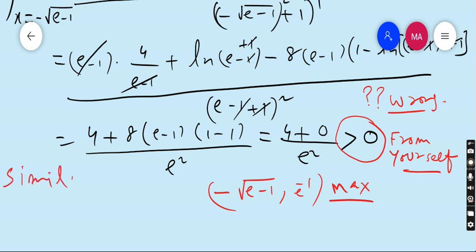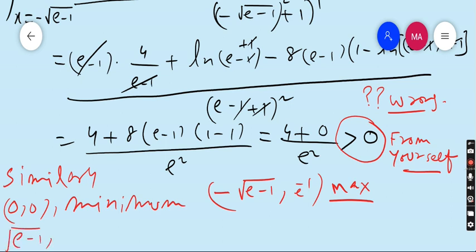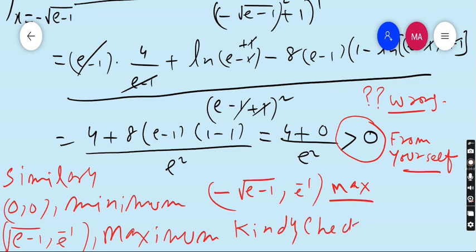Similarly, the second one, that is (0, 0), is a minimum. The third one, (root of e minus 1, comma e minus 1), is a maximum. Kindly check yourself. Thank you very much.